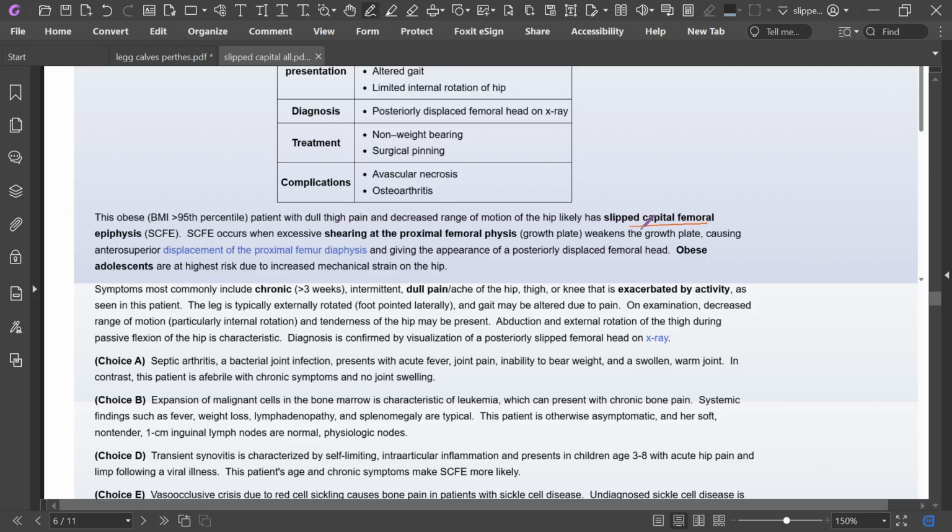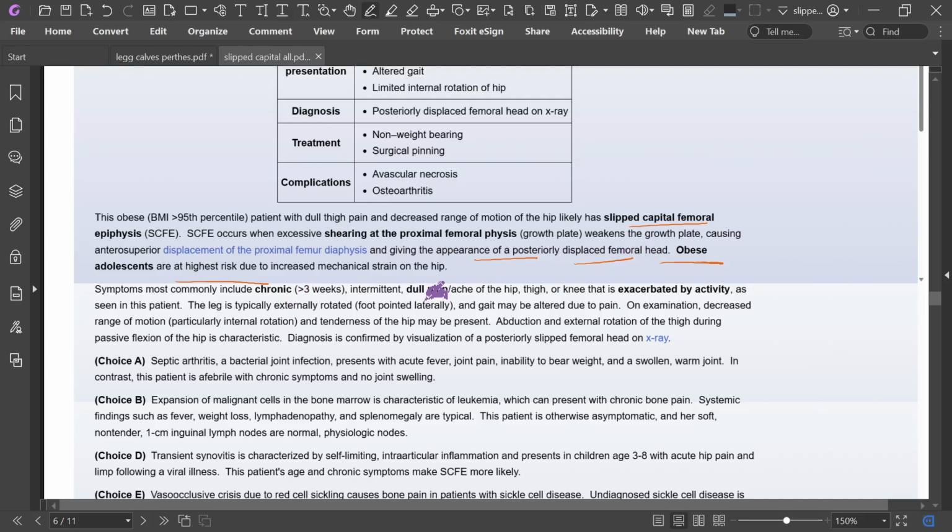Hip. Slipped capital femoral epiphysis: obese adolescents are at higher risk. In here there is anterosuperior displacement of the proximal femoral diaphysis, given the appearance of the posteriorly displaced femoral head.